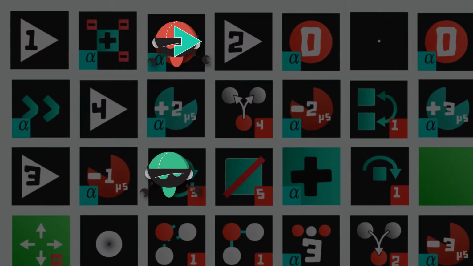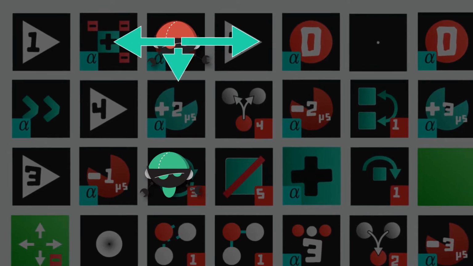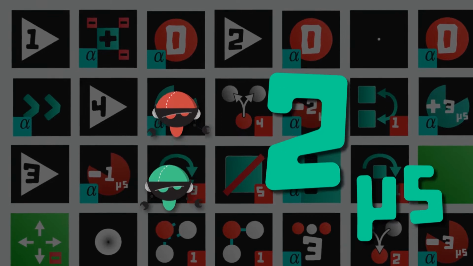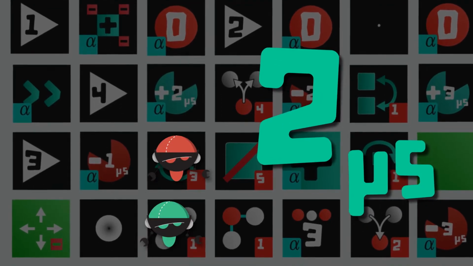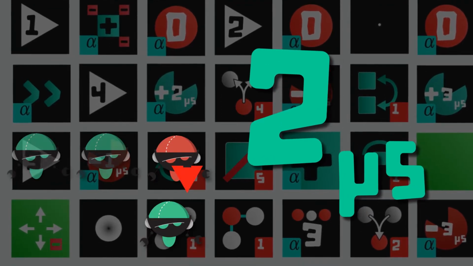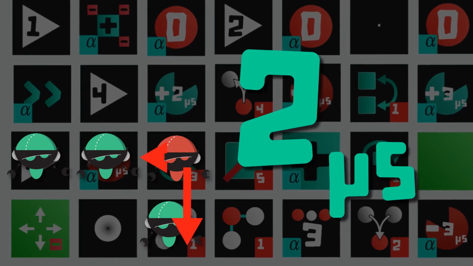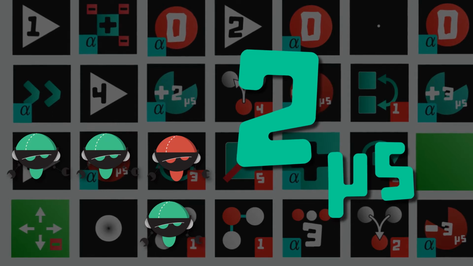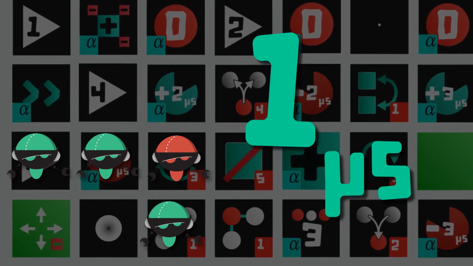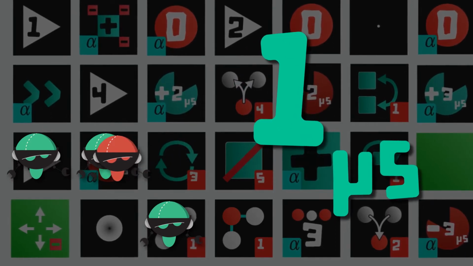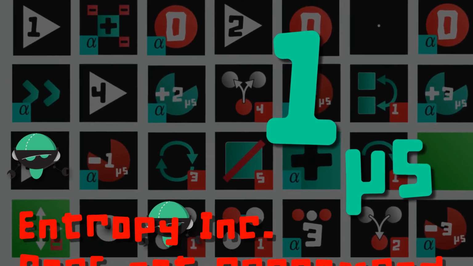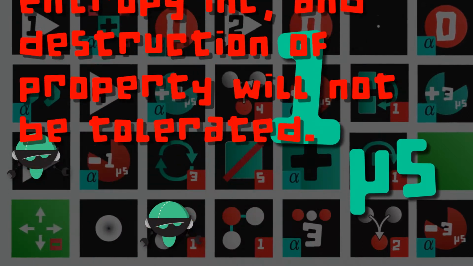A nanobot can move onto an adjacent, unoccupied tile in 1 microsecond. A nanobot can push a blocking nanobot off a tile in 2 microseconds. The nanobot cannot push other nanobots off the reactor or into other nanobots. As a last resort, a nanobot may move onto an adjacent, occupied tile, however both nanobots will be annihilated. Entropy Incorporated does not recommend this action.